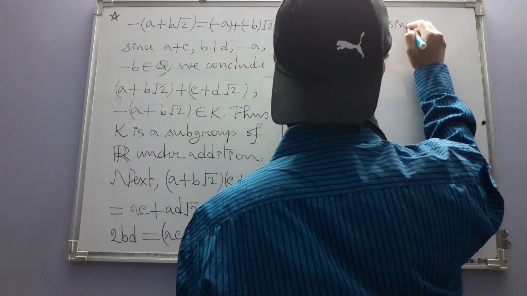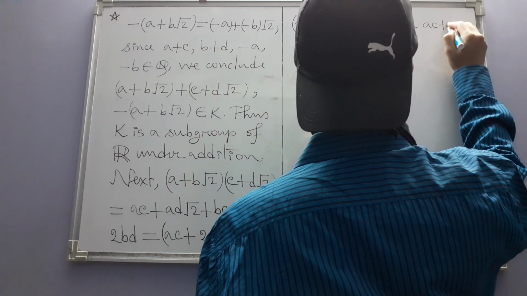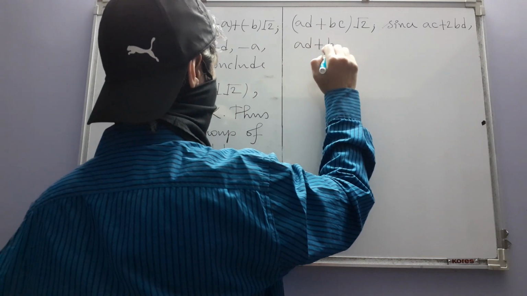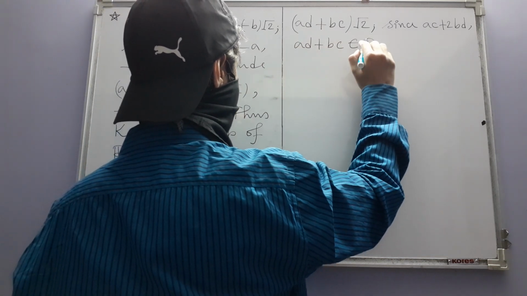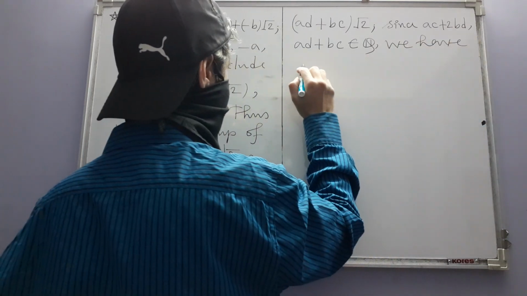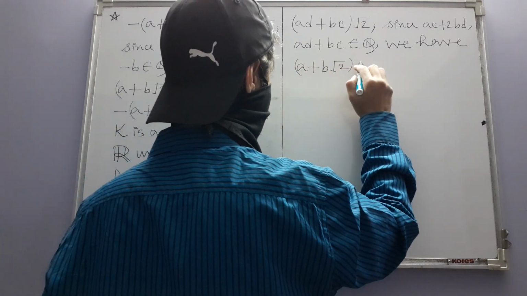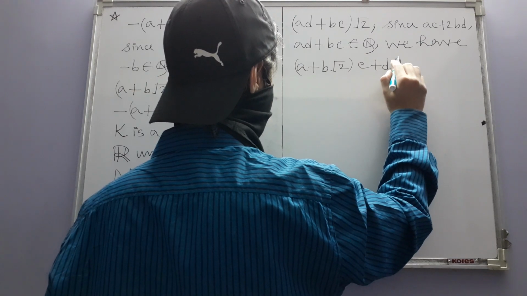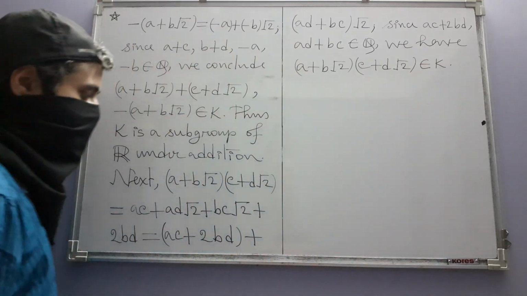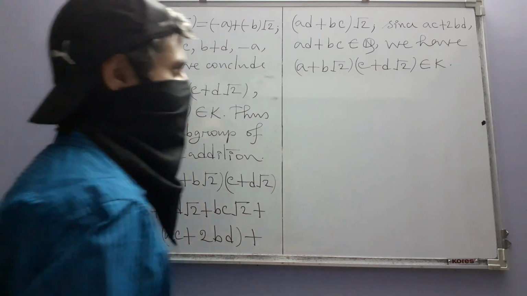Since ac plus 2bd and ad plus bc are rational, we have this, that the product of these two numbers is also in K. So now we can conclude that K is a subring of R.